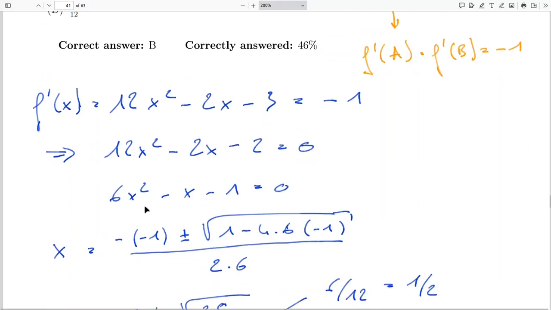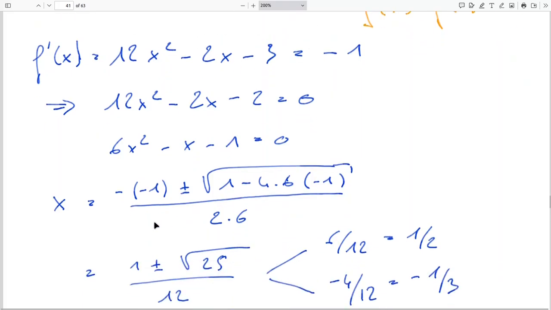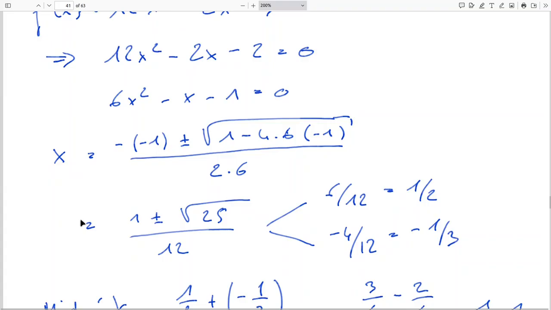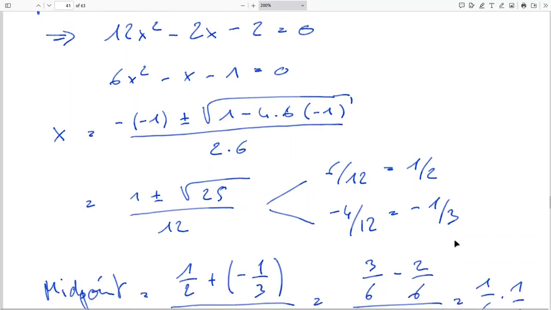So we'll use the trusty quadratic equation for that, and if you fill it all in nicely, you'll end up with x being either 1/2 or minus 1/3.